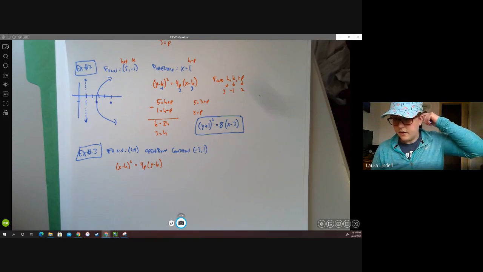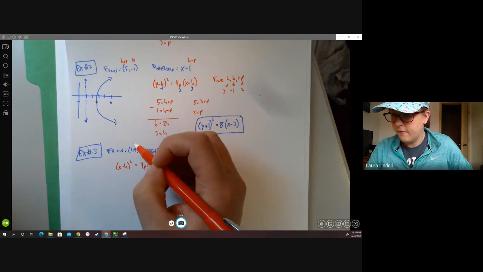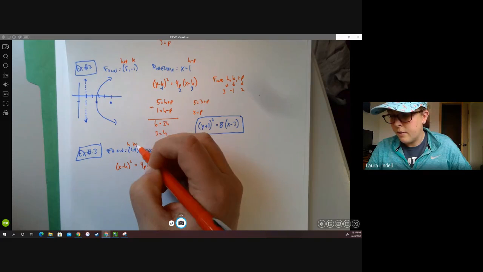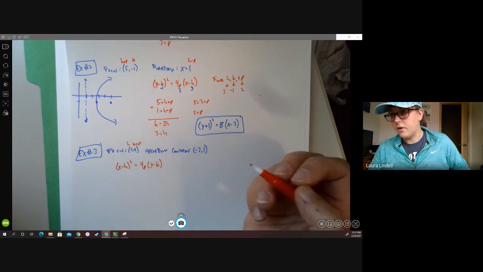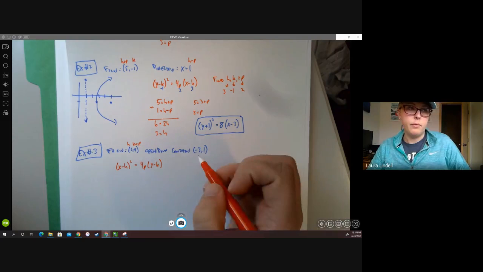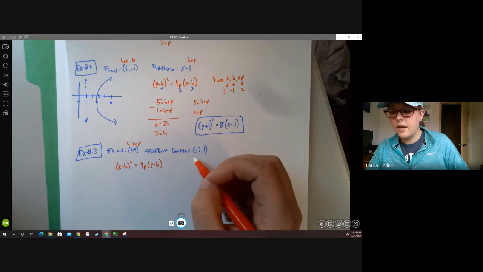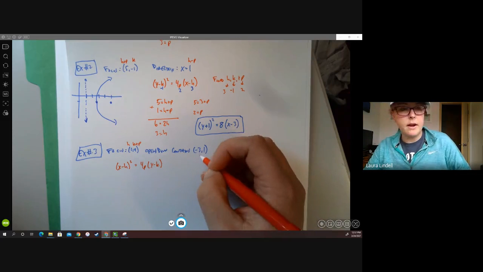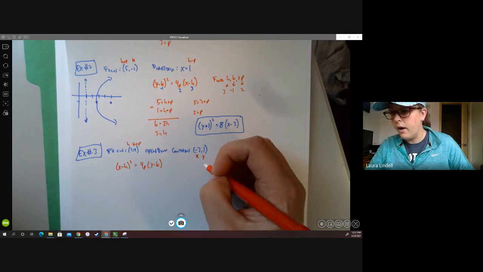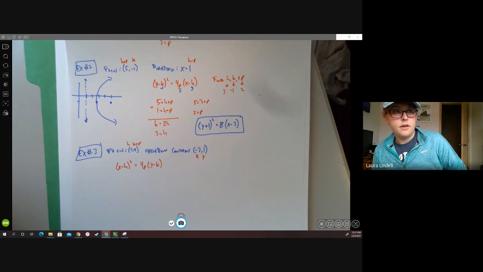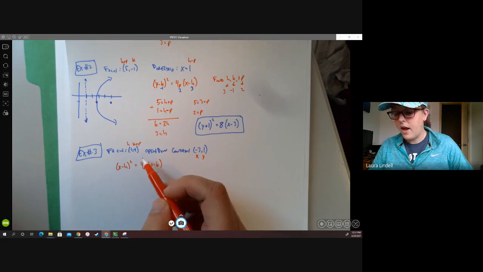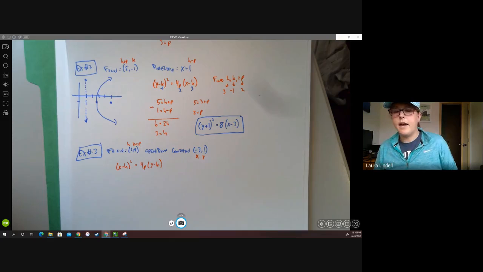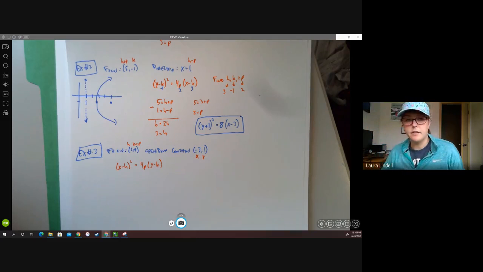It also tells us that our focus is (h, k plus p), and that our directrix would be y equals k minus p, but we don't have the directrix yet. So this is the kind of problem where we plug in the x value and the y value and the h value, and then we solve for p in terms of k, or k in terms of p, and use that to solve for p. And once we get p, then we can find k.